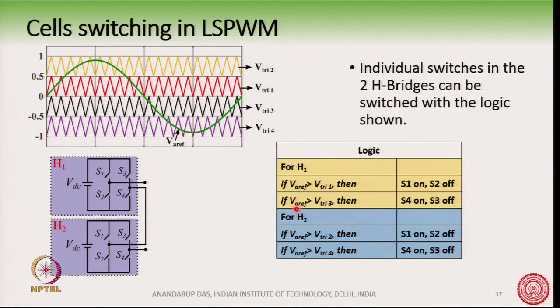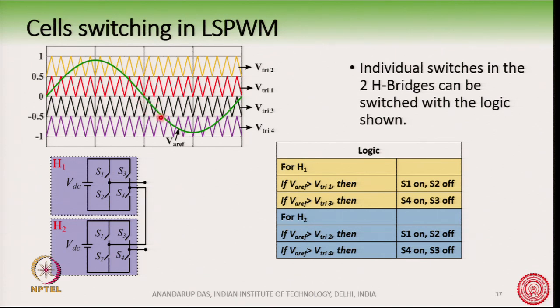But VRF is always more than triangle 3. So, during this entire portion of the waveform, S4 will be completely turned on. So, this is how we get the switching status of all the 4 cells, all the 4 switches in the H bridge H1.